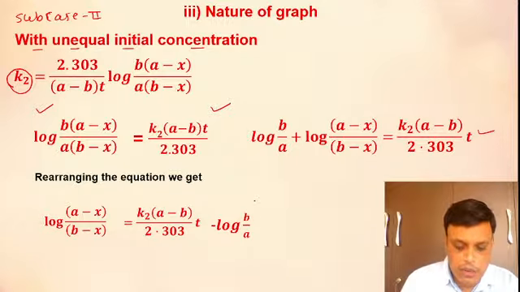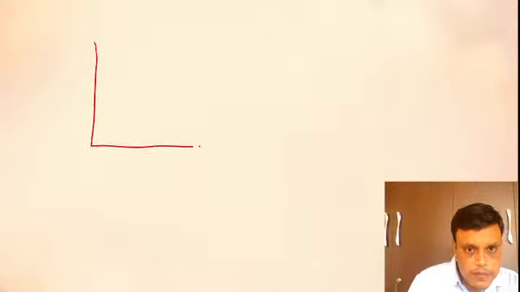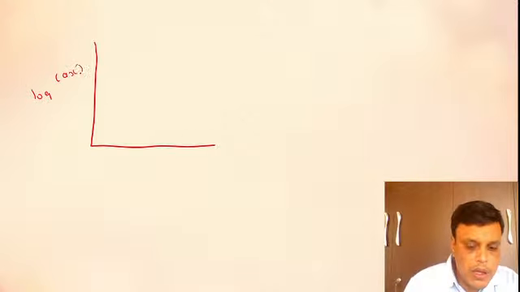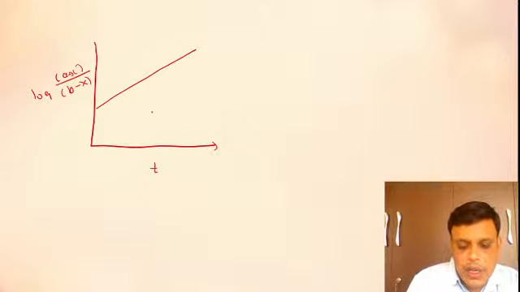If you see this equation, it is nothing but y is equal to mx plus c. And if you plot the graph of this reaction, we will take log of (a minus x) divided by (b minus x) on the y-axis, and time on the x-axis, and you will get a straight line which is having an intercept.